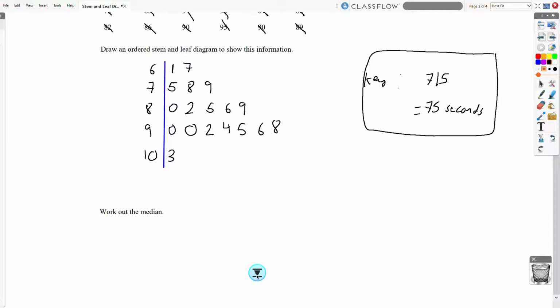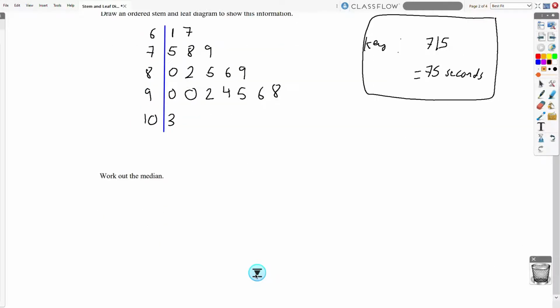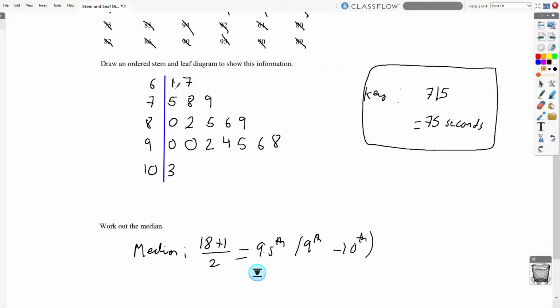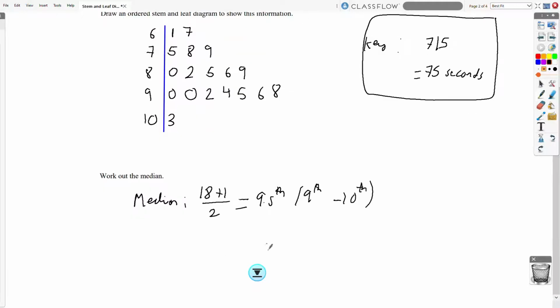Now, second part of this question, work out the median. Since we're dealing with a fixed list of values, we're going to use the n+1 over 2 variation. The question tells me that we have 18 students. So 18 plus 1 divided by 2 is 9.5. So we're looking for the middle of the 9th and 10th person. If we look at the stem and leaf diagram, 1, 2, 3, 4, 5, 6, 7, 8, 9, 10. So that's between 86 and 89.